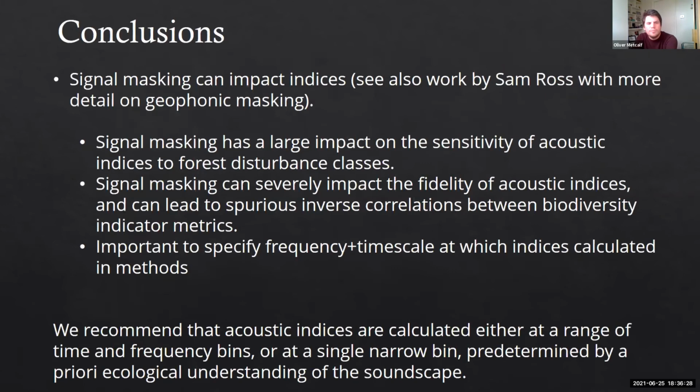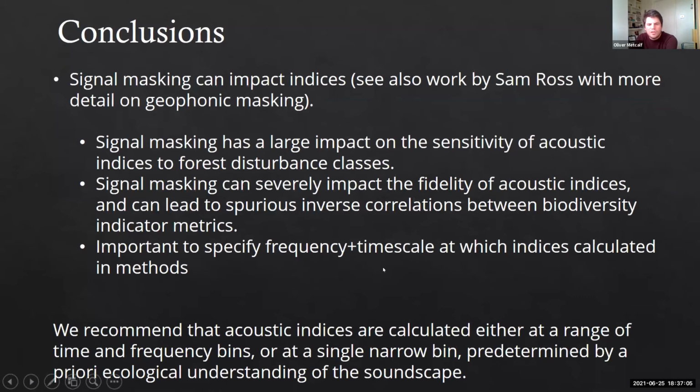So conclusions: signal masking can impact indices. You see also the work by Sam Ross, who's done more work on geophonic masking with acoustic indices. Signal masking has a large impact on the sensitivity of acoustic indices to forest disturbance classes. Signal masking can severely impact the fidelity of acoustic indices and can lead to spurious inverse correlations between biodiversity and indicator metrics. It's important to specify the frequency and timescale at which indices are calculated in methods, because it's not always clearly written and it can impact the results.